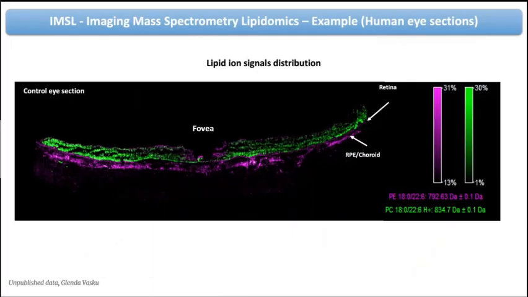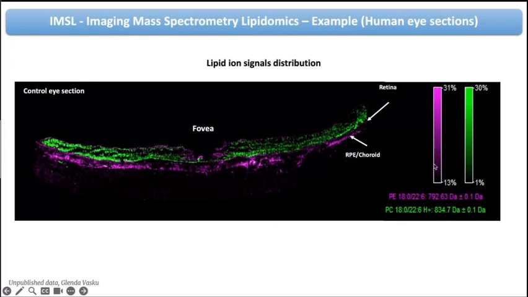So here I present to you a part of the distribution of another two ion signals. I'm sorry I cannot present to you more data, but this is part of some unpublished data. And we can see that here we have the human eye section, which is presented by the green part, which is the retina, once again responsible for the central vision perception. And here we have the distribution of two signals.